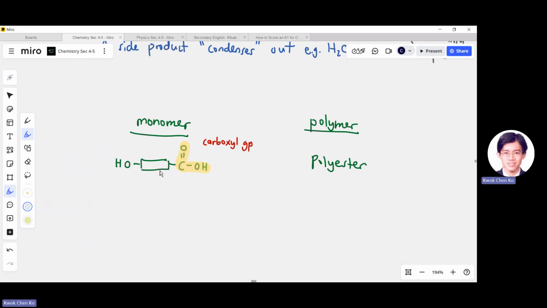But at the other end, you have this. What group is this? Yes, alcohol group. But of course, if I want to be technical, then I'll call it a hydroxyl group. So you have a molecule like this. One carboxyl group, and at the other end, you have a hydroxyl group. What happens next?